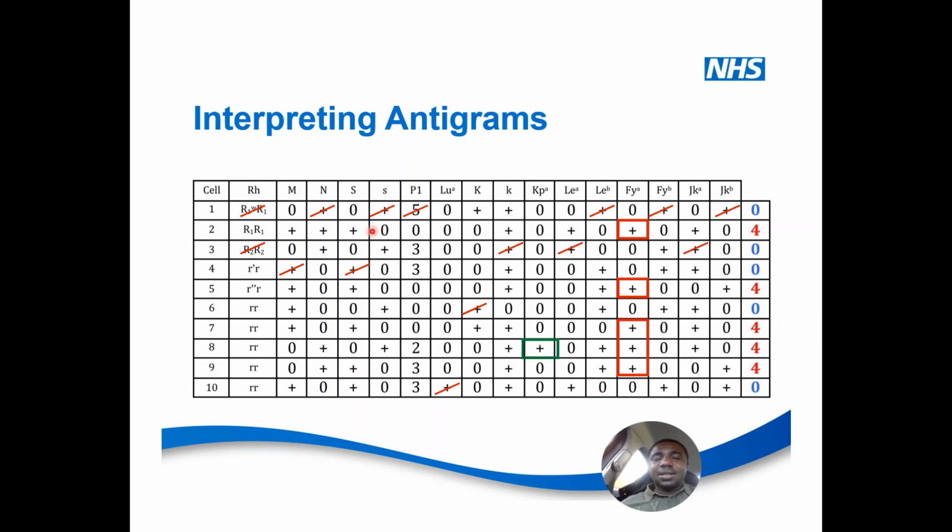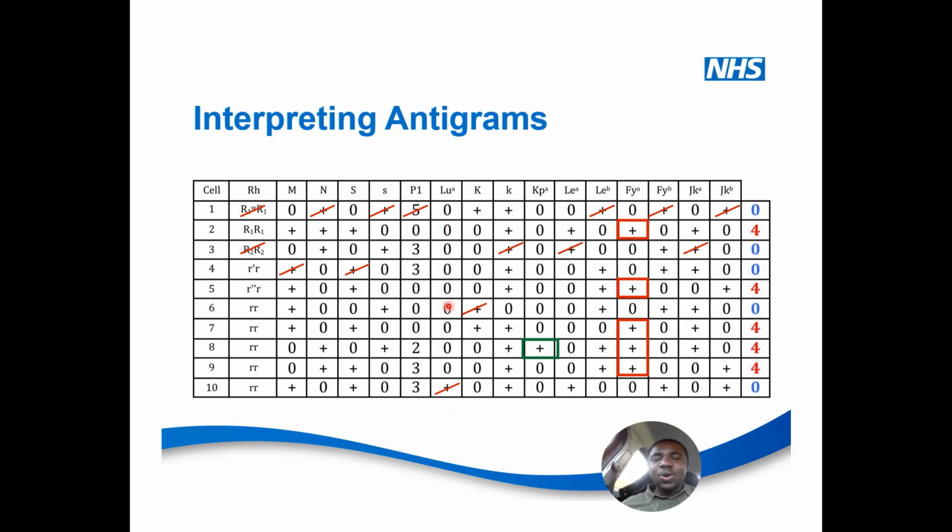Look at the small s. Small s is positive on cell number 1, but here the patient result is negative on cell number 1. Then you cancel that small s. Now, let's look at P1. P1 is 5, of course, which means positive on cell number 1, and the patient result, of course, is negative. Then you cancel it. Then let's look at LUA.